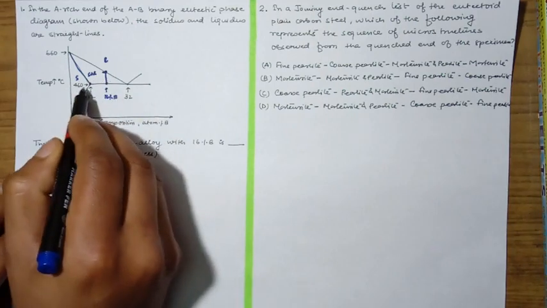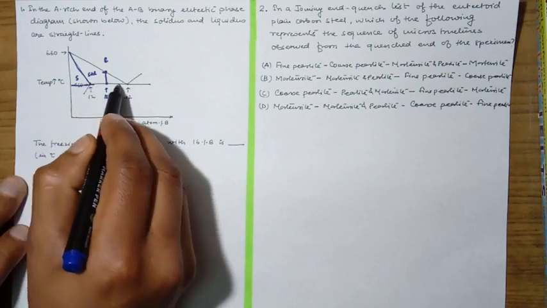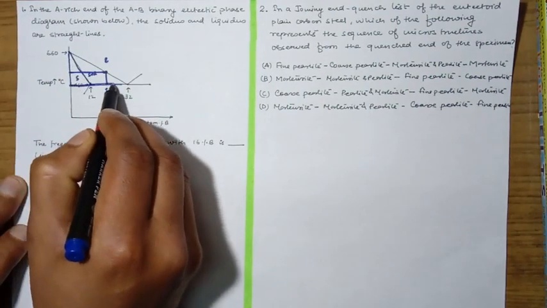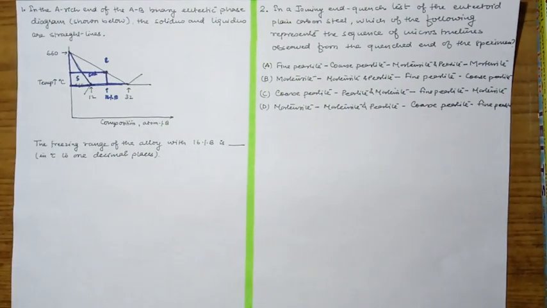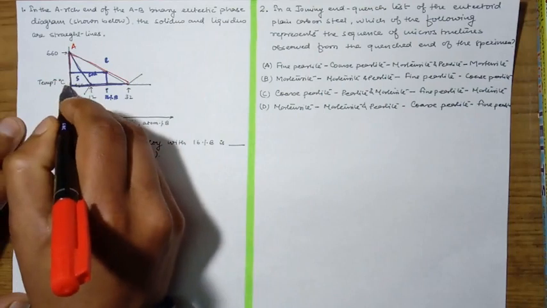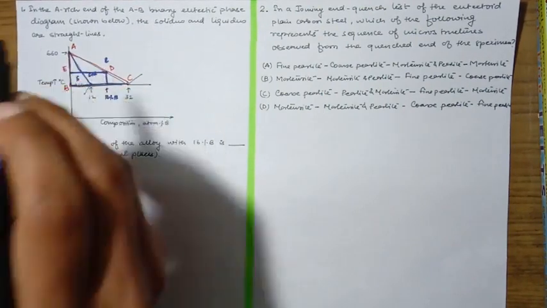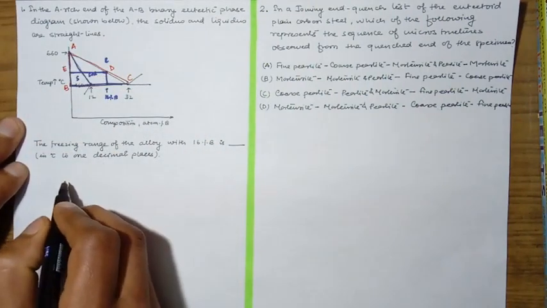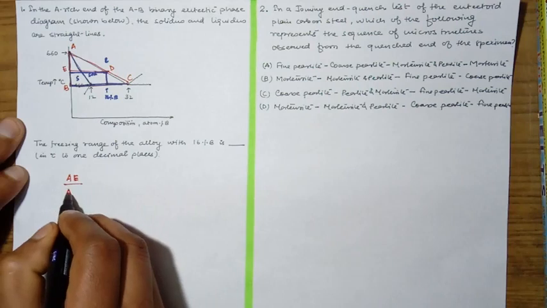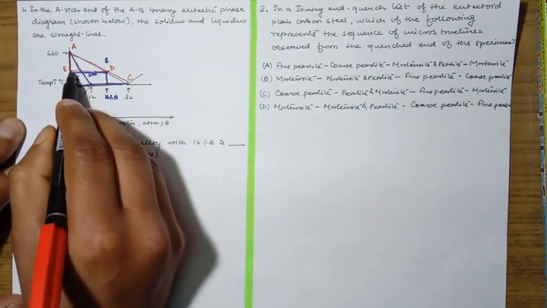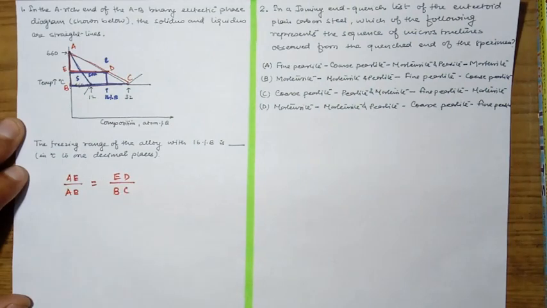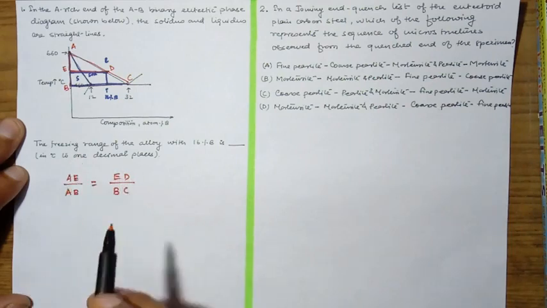Now to calculate this, what we'll do, we'll draw a line, a straight line, and from here also we'll draw a straight line. And if you see this triangle, that would be A, B, C, D, and E. So from here we can see that the ratio AE divided by AB will be equal to ED divided by BC. Okay, this is clear. This is the property of triangle. We are using the property of triangle.